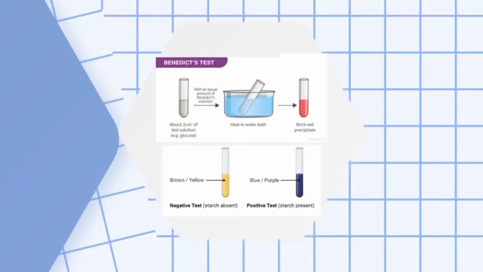Benedict's solution will turn from blue to cloudy orange or brick red when it's heated with a reducing sugar. However, if it doesn't contain a reducing sugar, such as sucrose, the solution will remain blue.